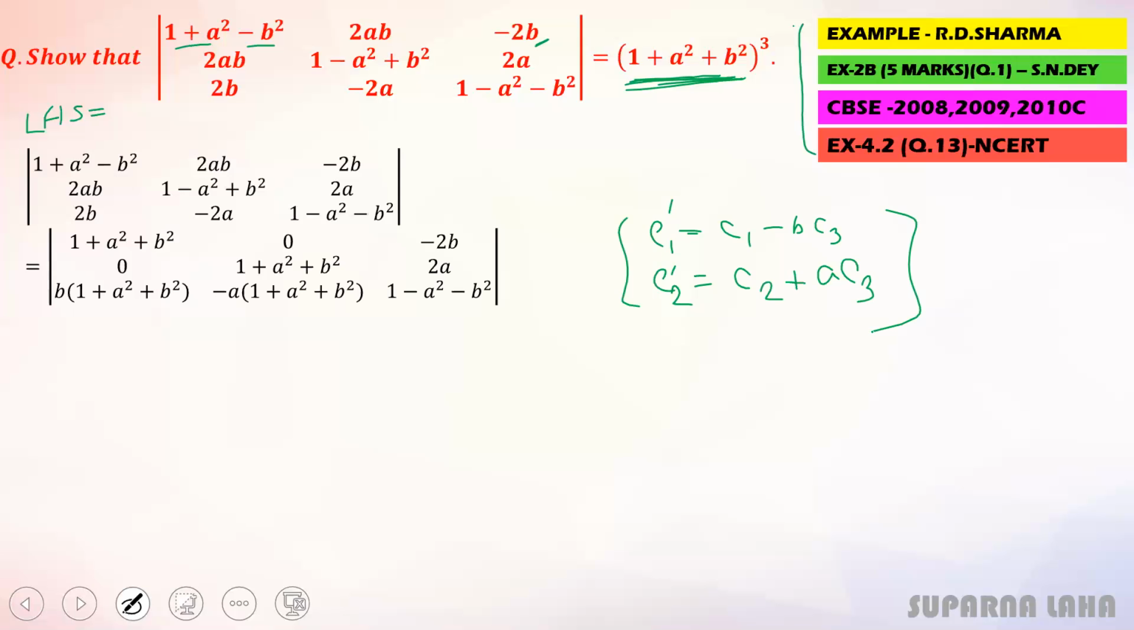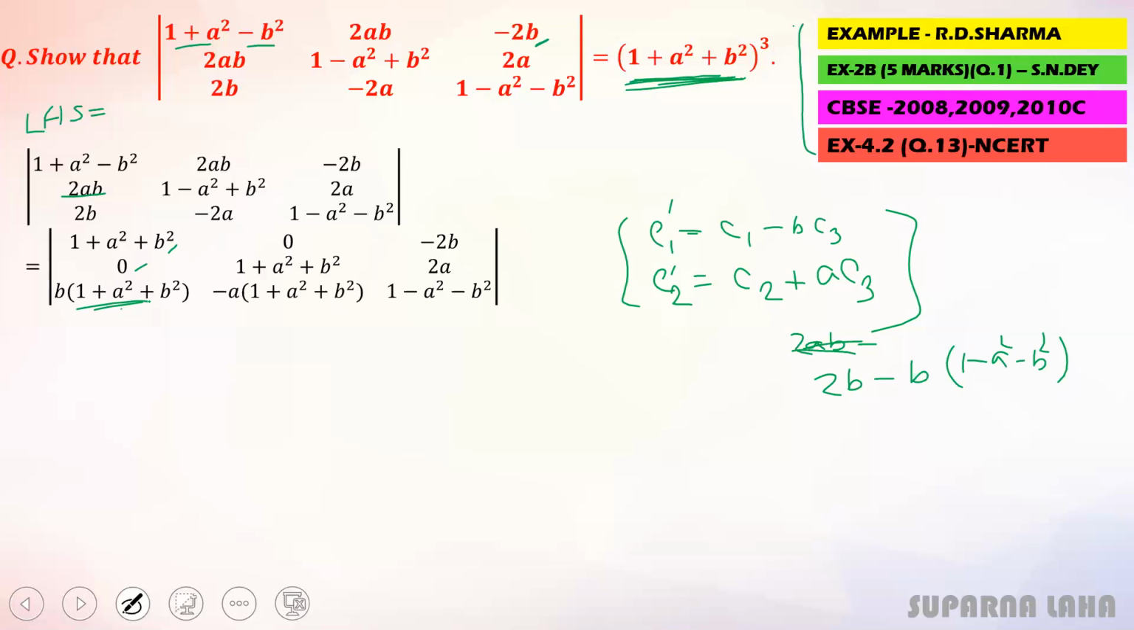Okay, so for the first element it will be 1 plus a square plus b square. Now 2ab minus b into 2a, that is minus 2ab. So that means this value will be 0. Now check this element. 2b minus b into 1 minus a square minus b square. So take this b common, you will find this value is given by b into 1 plus a square plus b square. So here is this element.